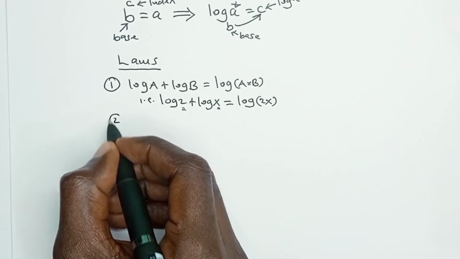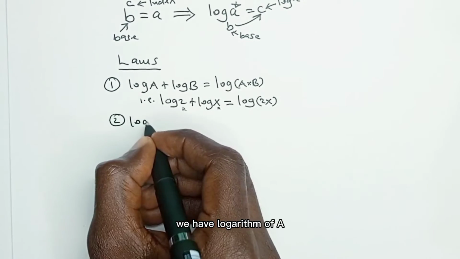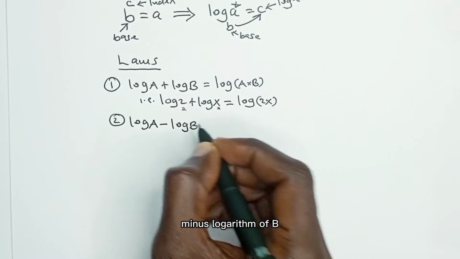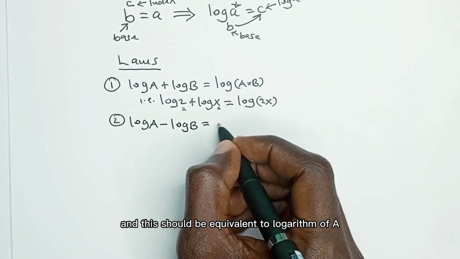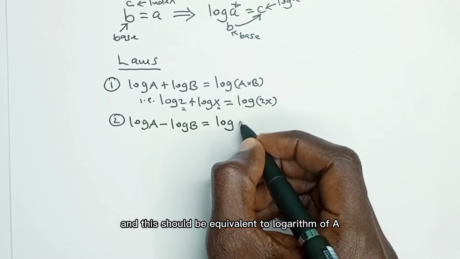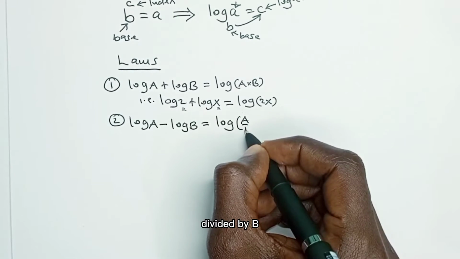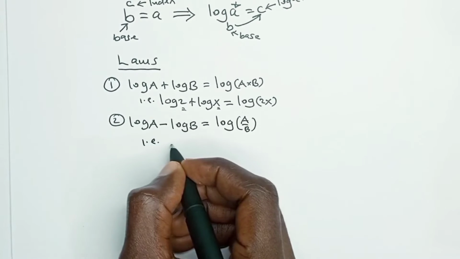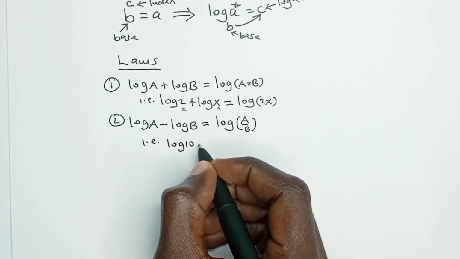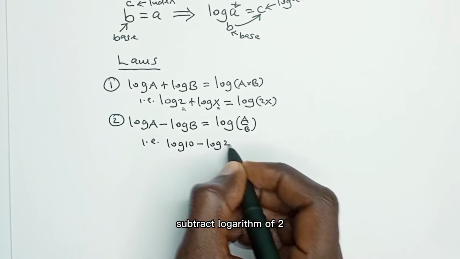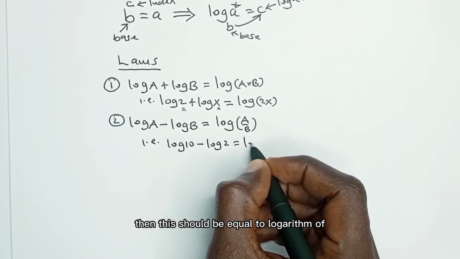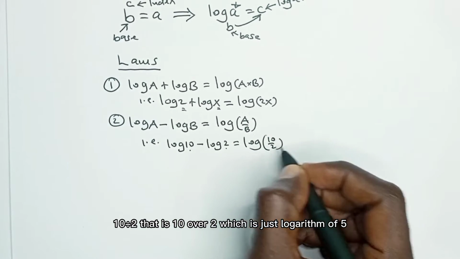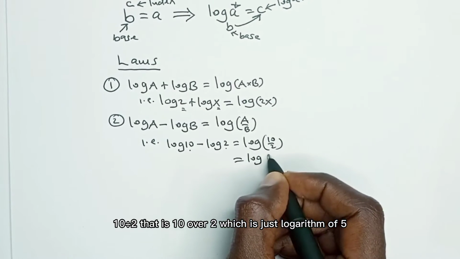The second law, we have logarithm of a minus logarithm of b, and this should be equivalent to logarithm of a divided by b. Let's take an example. If you have logarithm of 10, subtract logarithm of 2, then this should be equal to logarithm of 10 divided by 2. That is 10 over 2, which is just logarithm of 5.